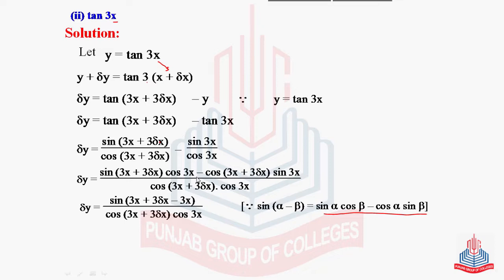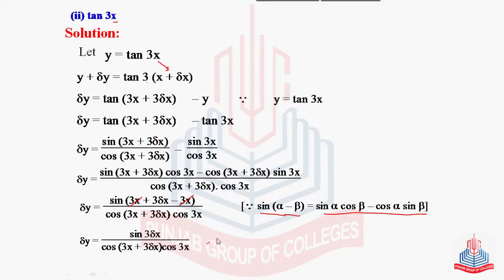So by using this result, we can write sine of alpha, which is 3x plus 3 delta x, minus beta, which is this 3x, and this denominator will be as it is, cos(3x plus 3 delta x) into cos 3x. This 3x will be cancelled out, and we have sine 3 delta x divided by cos(3x plus 3 delta x) into cos 3x. So we just complete our simplification step here.